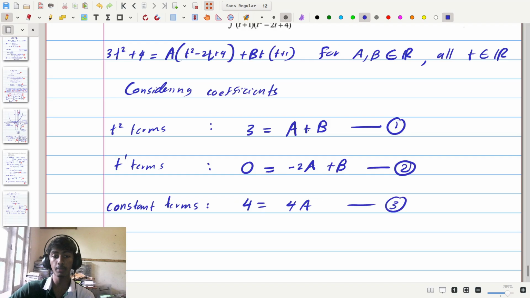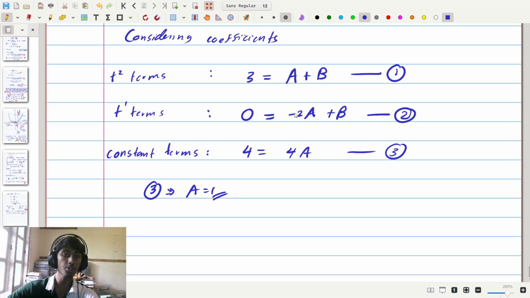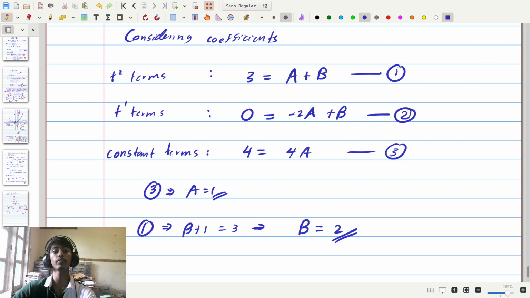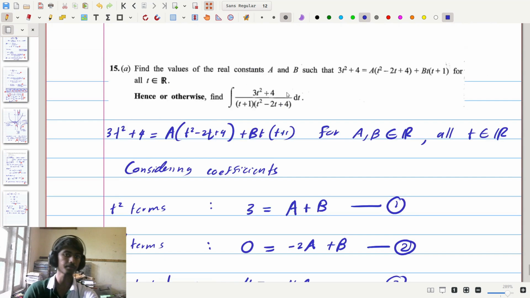Now from equation number 3, we can directly get that a is equal to 1. And with that, we can substitute into equation number 1 and say if a is equal to 1, then b plus 1 is equal to 3, and therefore b must be equal to 2. So hence we have found the values of capital A and capital B.